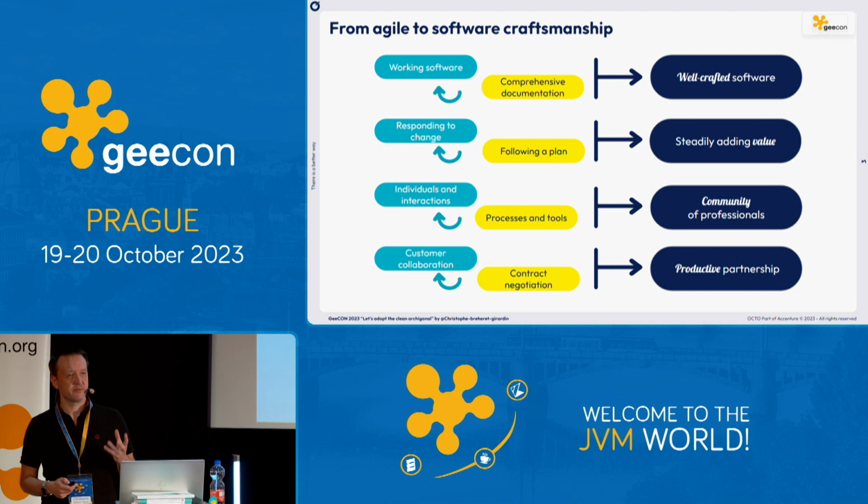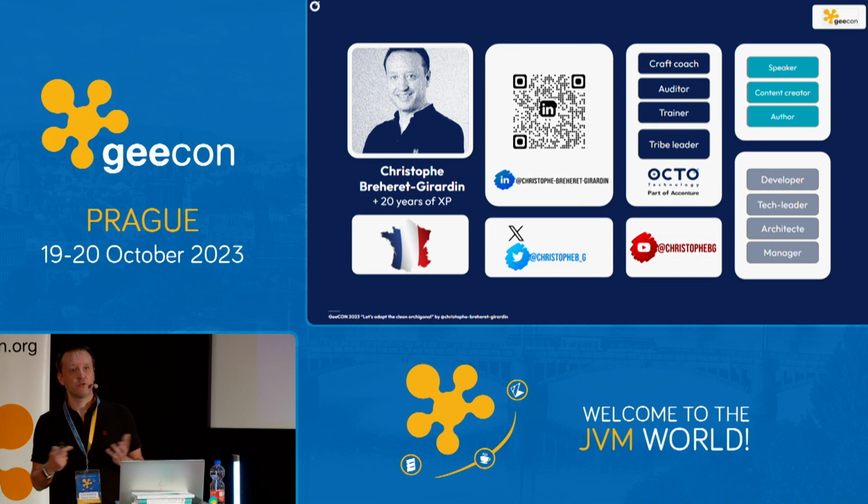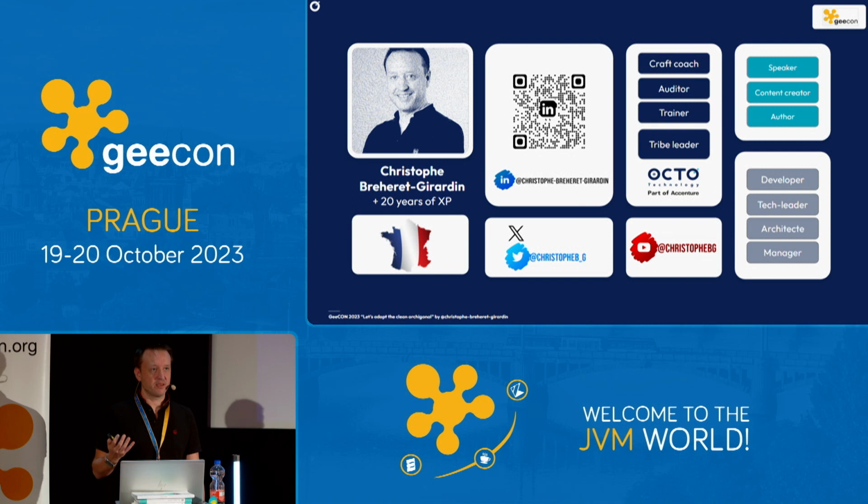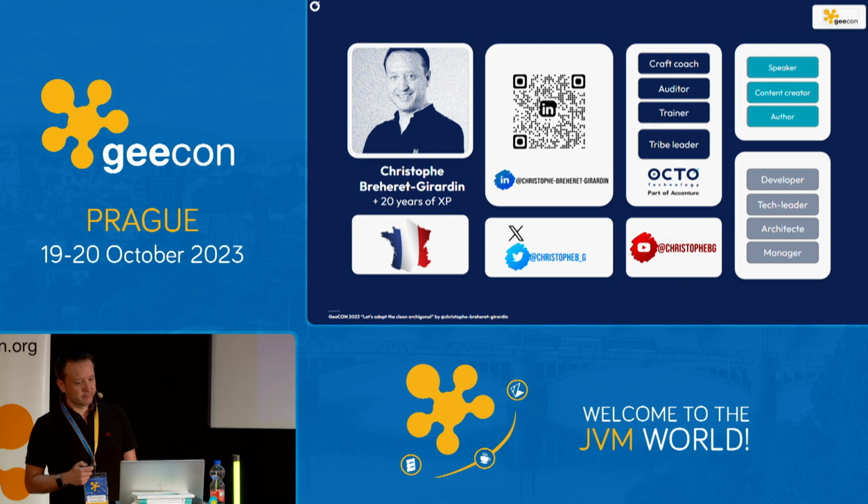So who am I? I'm a craft coach. So far, I've helped people develop. I'm from France. Who speaks French? No one? Okay, so I will continue in English. I'm doing some audits, some training. I'm a tribe leader at Octo Technology, a French company that was bought by Accenture five years ago. I'm also a speaker and content creator. You have my social media here, with a different name for each social media. Don't do it, it's a pain. I wrote a book, I will talk about it later. Before that, I was a developer, tech leader, architect, even manager. I was lost.